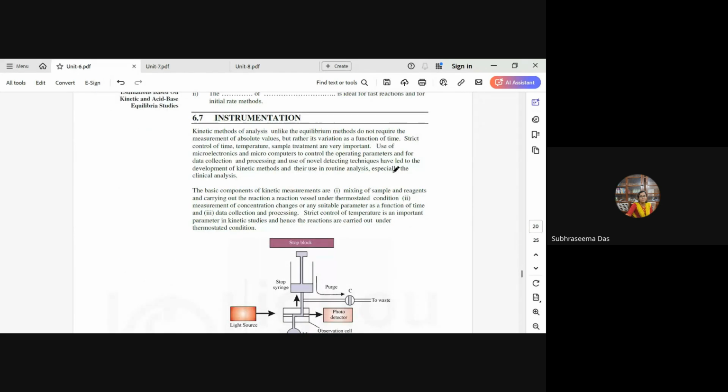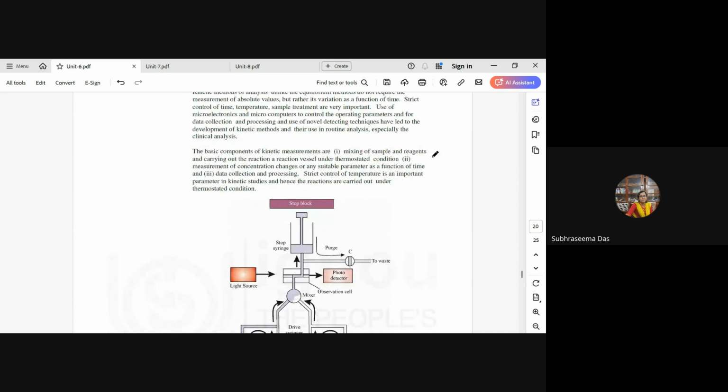Now coming to instrumentation. Kinetic methods do not require measurement of absolute values, but rather they measure as a function of time. So here the components for kinetic measurements are: first, mixing of sample and reagent and carrying out the reaction in a vessel under thermostated conditions. This is important. Then measurement of the concentration changes or any other change in a parameter as a function of time. And third is data collection and processing. Strict control of temperature is always an important parameter because the reactions are carried out under thermostated conditions.